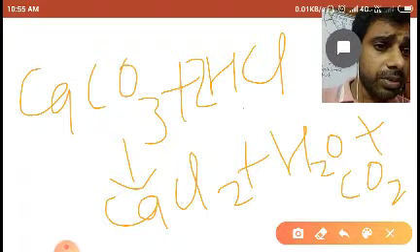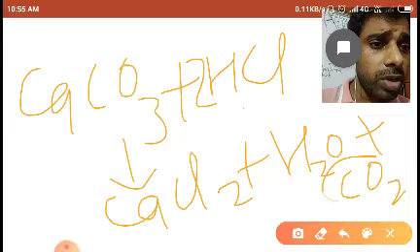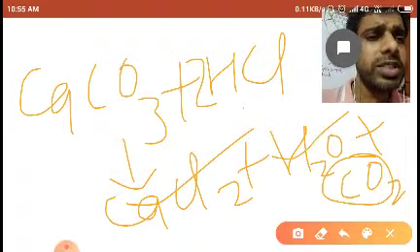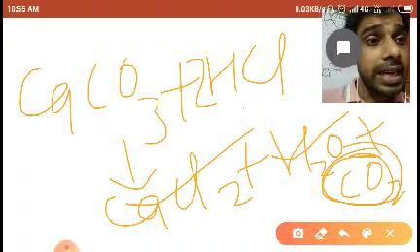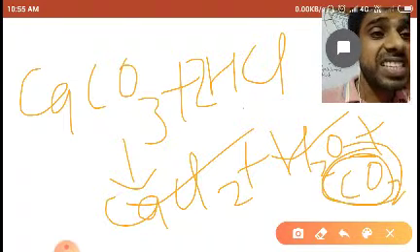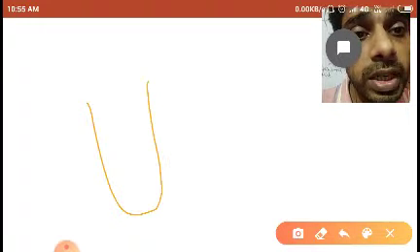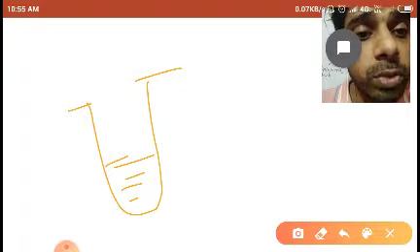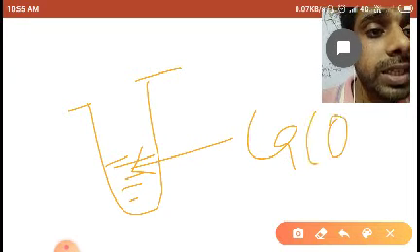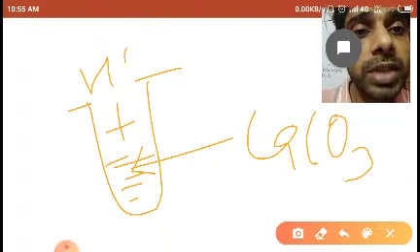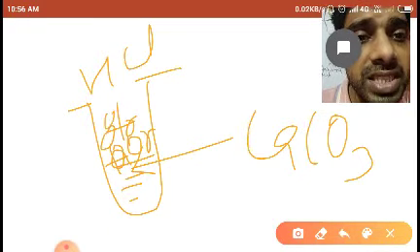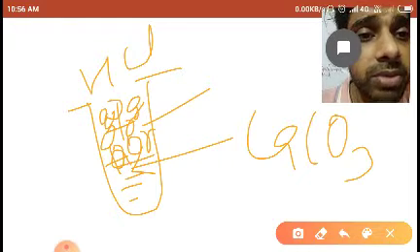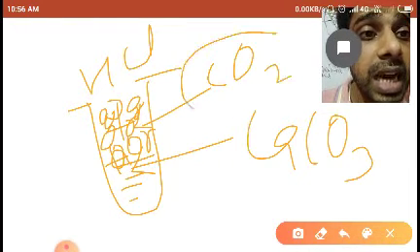So you can see that carbon dioxide is evolved in this case. Yes, CaCl2 and H2O are formed, but carbon dioxide is evolved with a brisk effervescence. When you take a test tube with calcium carbonate in it and add HCl, you will see brisk effervescence start evolving immediately, and that brisk effervescence is carbon dioxide.